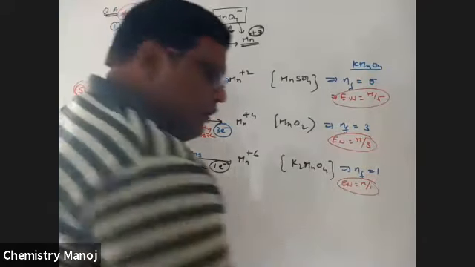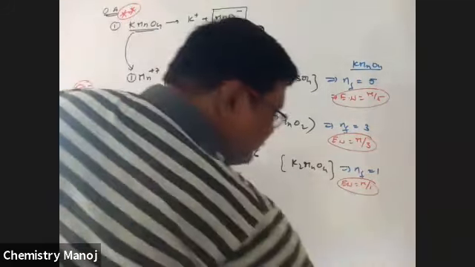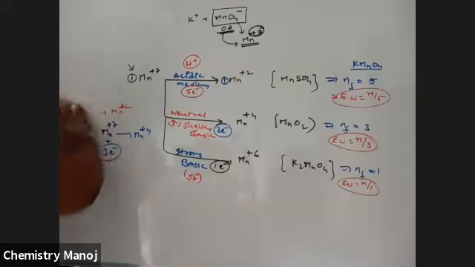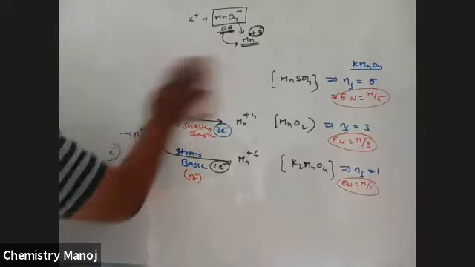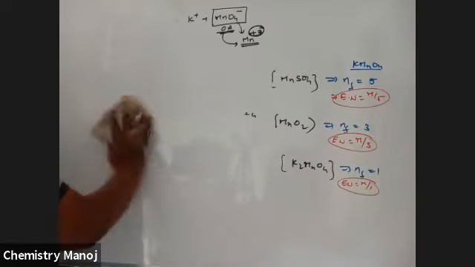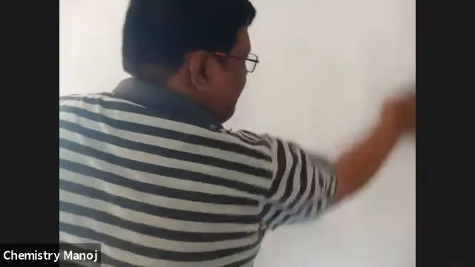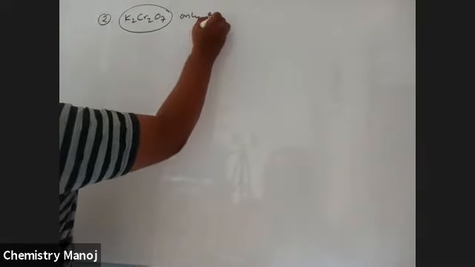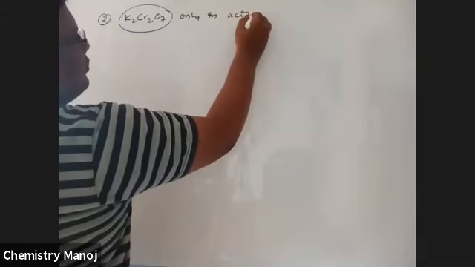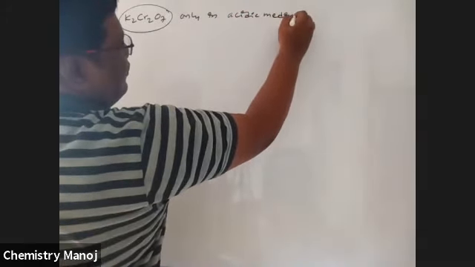Now I am taking K2Cr2O7. Second example, K2Cr2O7 exists only in acidic medium.